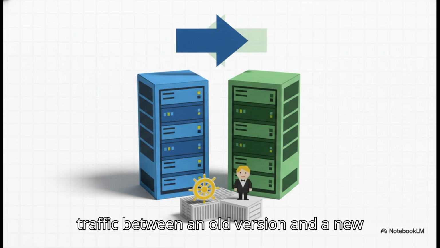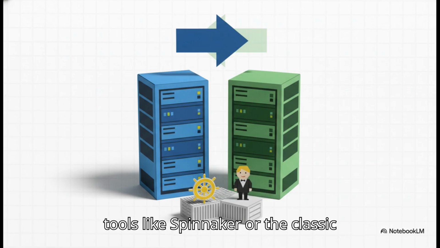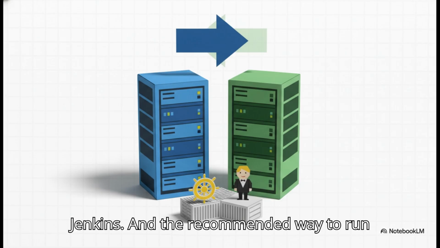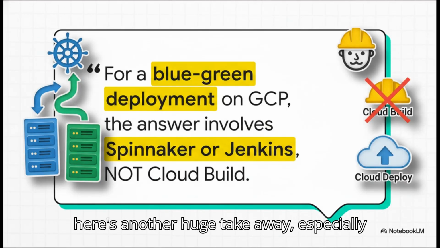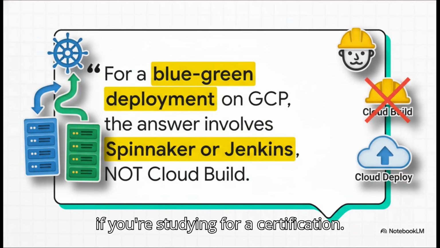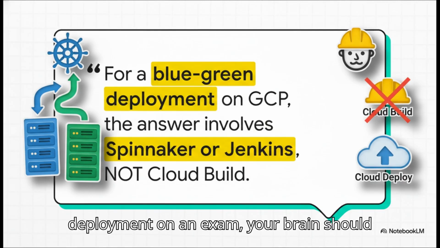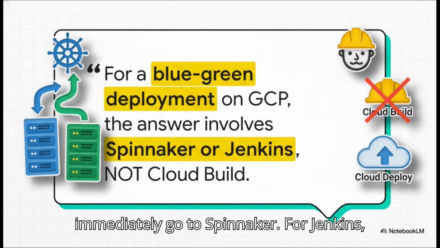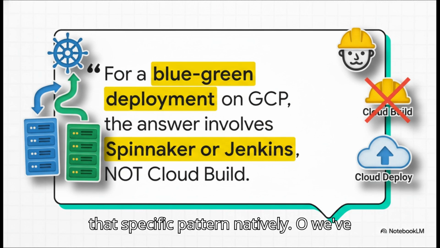Now, for even more advanced strategies, I'm talking about things like blue-green deployments where you instantly switch traffic between an old version and a new one, you turn to powerful open-source tools like Spinnaker or the classic Jenkins. And the recommended way to run these tools is right on top of GKE. And here's another huge takeaway, especially if you're studying for a certification. If you see the phrase blue-green deployment on an exam, your brain should immediately go to Spinnaker or Jenkins. Cloudbuild and Cloud Deploy don't handle that specific pattern natively.